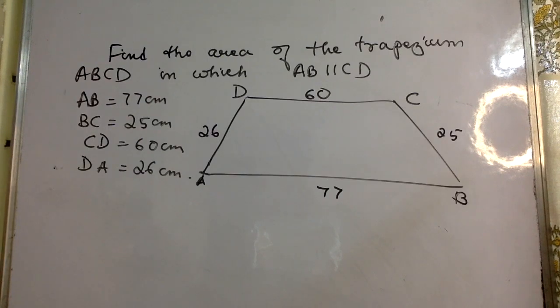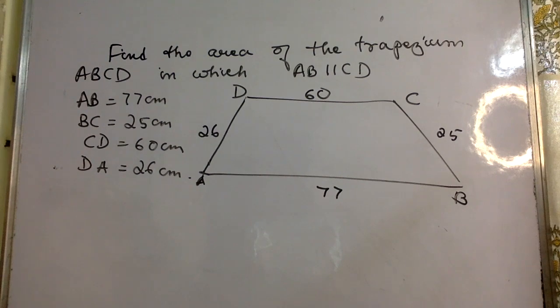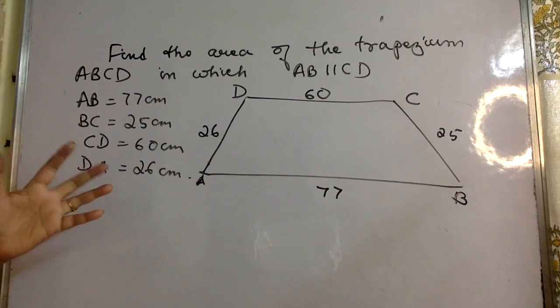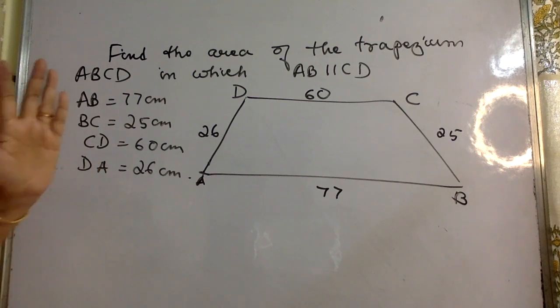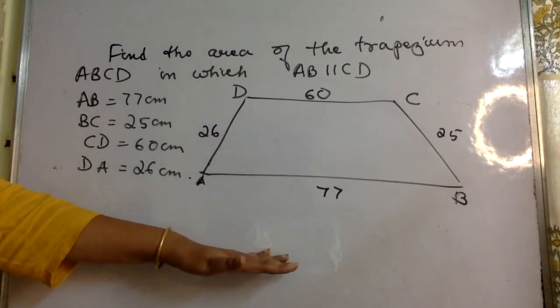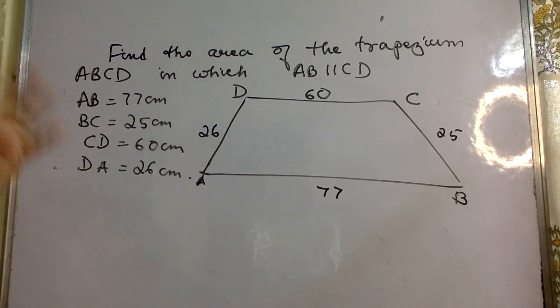So this is our next question. Area of the trapezium you have to find, and they have given us these values. We have to find the area of this trapezium. Generally we can find the area of a trapezium because we know the formula: it is half into the distance between the two parallel sides into the sum of the lengths of the parallel sides. But here, since they have not given us the height, now we are in trouble.